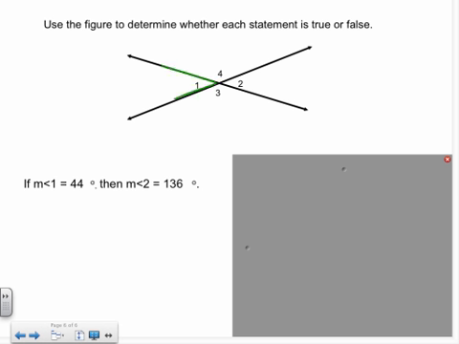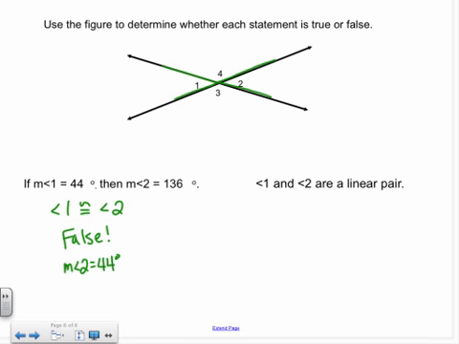The statement is implying that angles 1 and 2 make a linear pair. In the diagram, angles 1 and 2 aren't adjacent angles, so they can't be a linear pair. These two are vertical angles. So if the measure of angle 1 is 44 degrees, then the measure of angle 2 also has to be 44 degrees. The final example for today asks whether it's true that angles 1 and 2 form a linear pair. We just discussed this while completing the last example, and we decided that angles 1 and 2 were vertical angles. So vertical angles can never be a linear pair, so this one is also false.